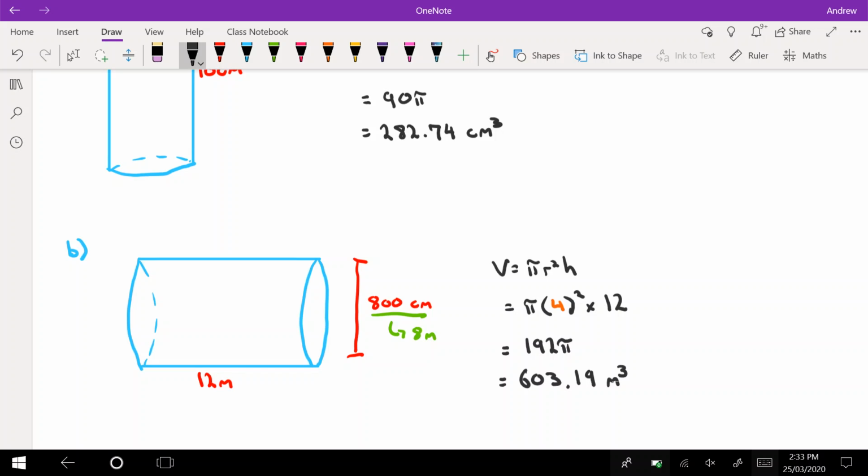Now, if I would have left that in centimeters, I would have had a situation where it would have been pi times 400 squared times 1200, and that would have given me my answer in centimeters cubed. It would have been much, much bigger than this, which is why we need to cube our conversion rates when we're dealing with units and volume, because you need to take into account the zeros that you're multiplying together. That is why we cube our conversion rates at the end of these questions. Okay?